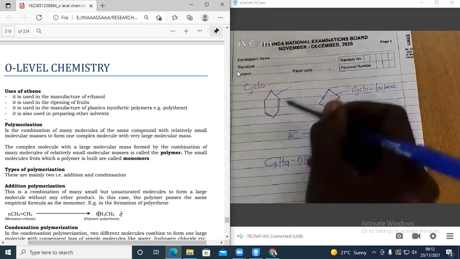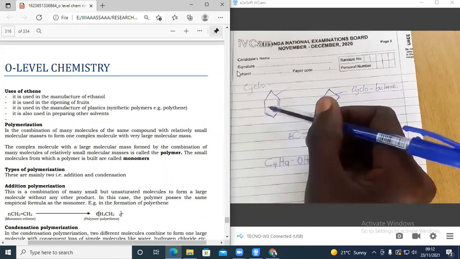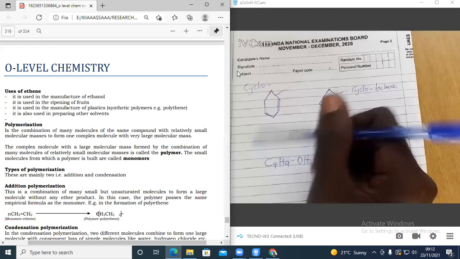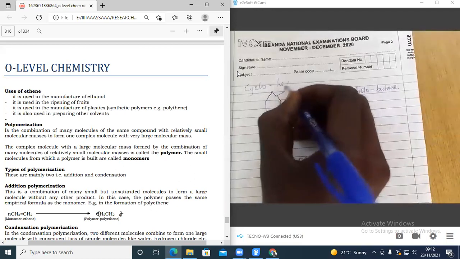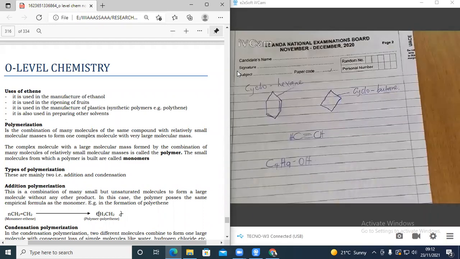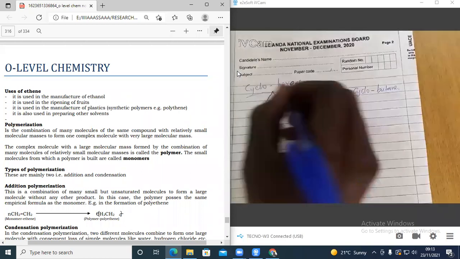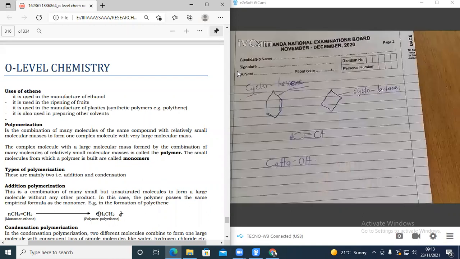This is a double bond. Already you are seeing a double bond. What's the name of an element with a double bond? Is it hexane or hexene? Hex, like this. Hexene, with an E here. Okay, that is good. What about this?